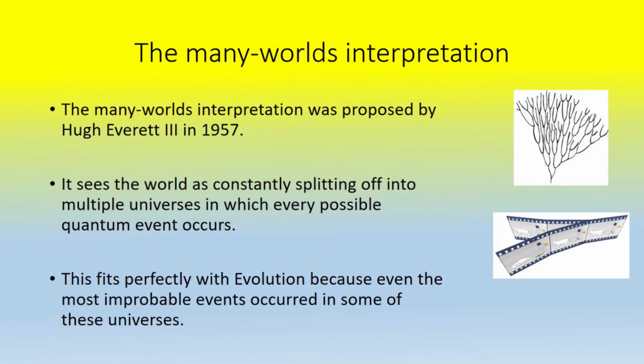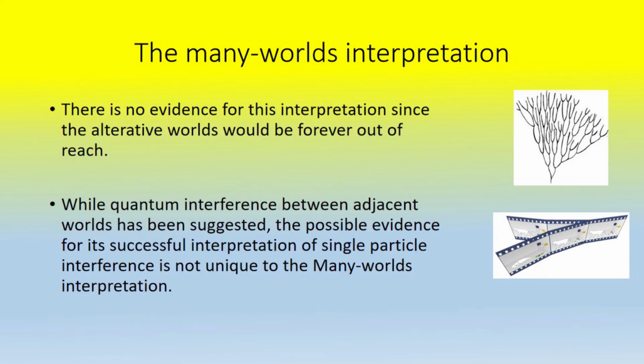The many worlds interpretation was proposed by Hugh Everett III in 1957. It sees the world as constantly splitting off into multiple universes in which every possible quantum event occurs. This fits perfectly with evolution because even the most improbable events occur in some of these universes. There is no evidence for this interpretation since the alternative worlds would be forever out of reach.